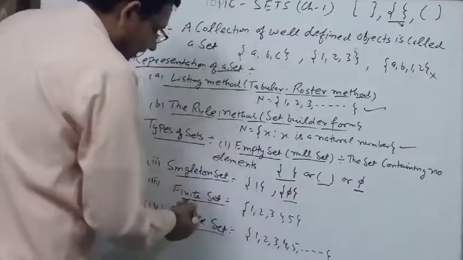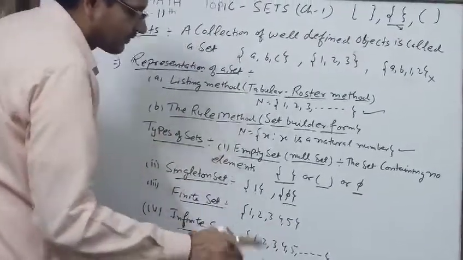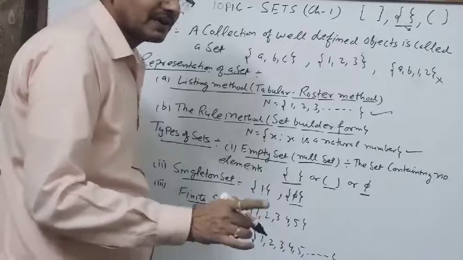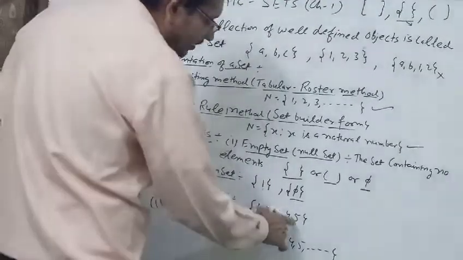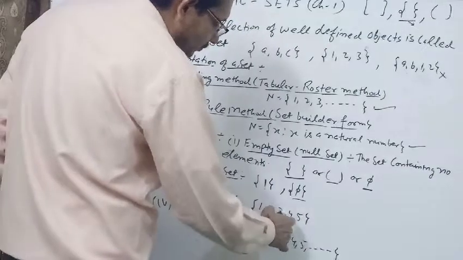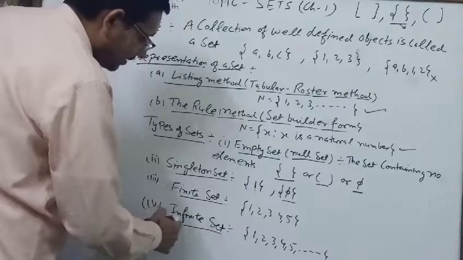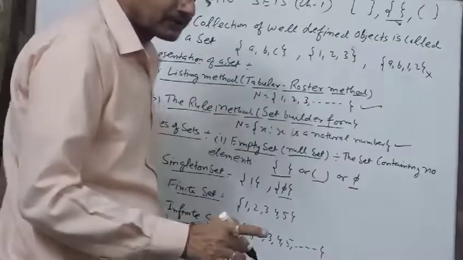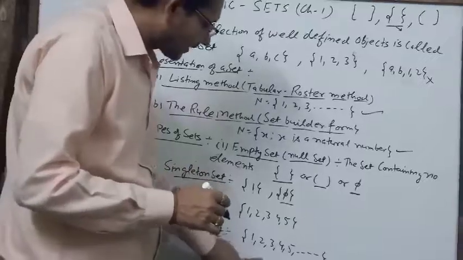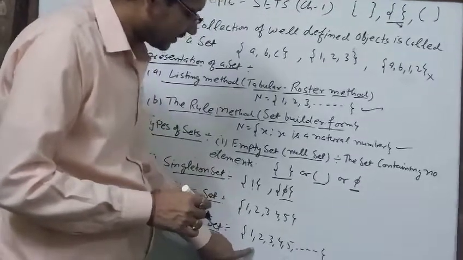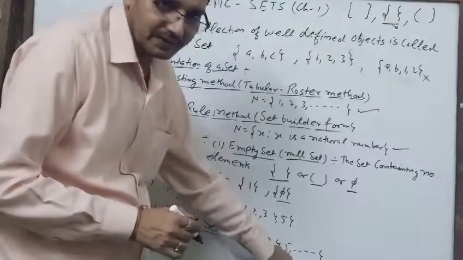Clear? Next, finite set. If the number of elements in a set is finite, then it is called a finite set, like 1, 2, 3, 4, 5. Right? We have to count. These are 5 elements. Right? Next, infinite sets. If the number of elements in a set is infinite, then the set is known as an infinite set, like 1, 2, 3, 4, 5 till infinity.